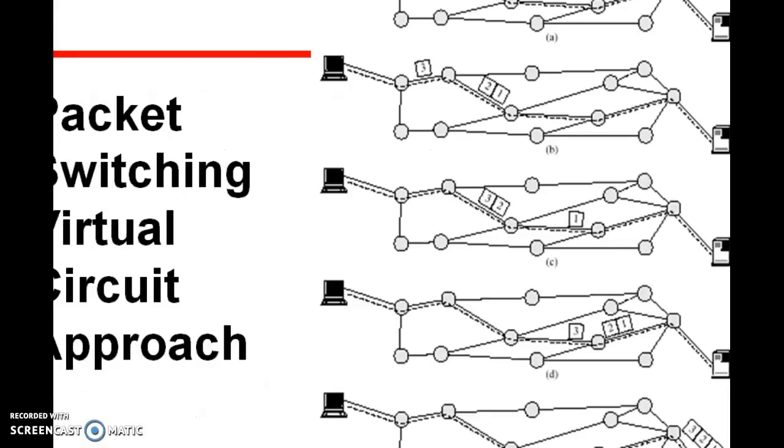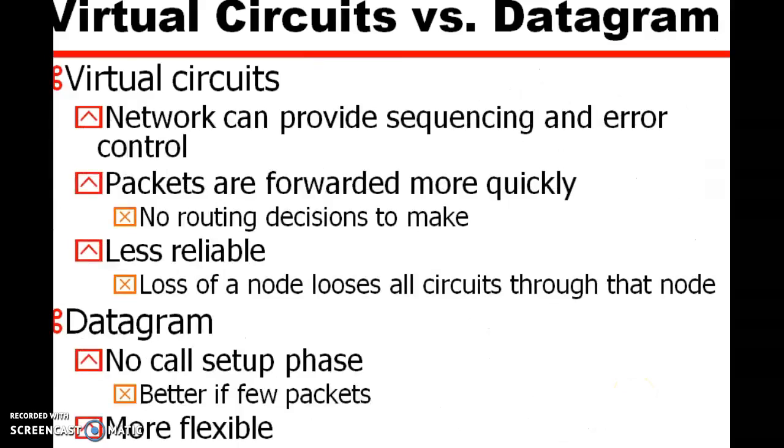This is how virtual circuit packet switching looks. A temporary route is formed from transmitter to receiver and all data will follow the same route and reach the destination through the single route.